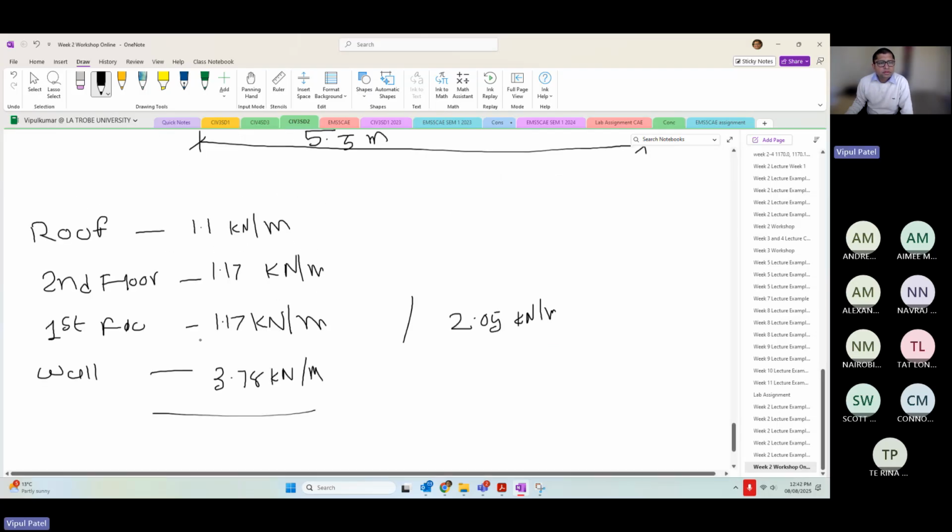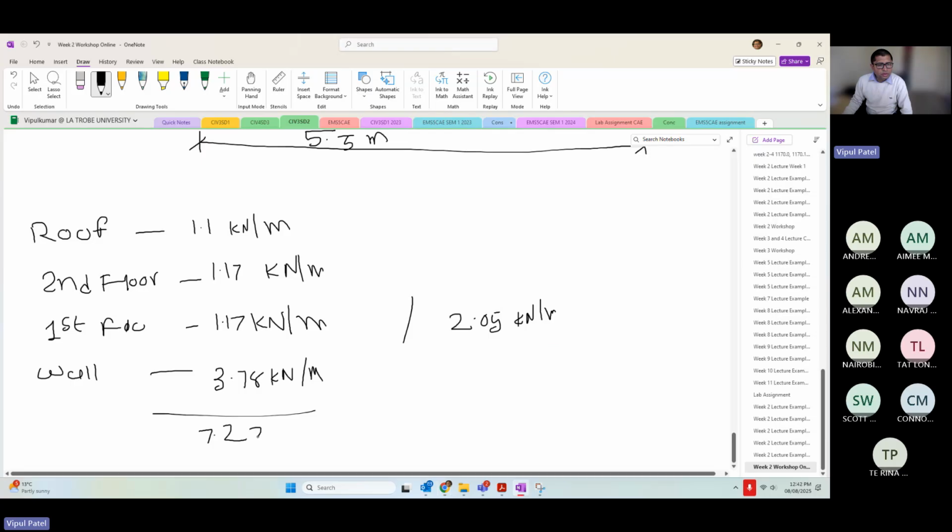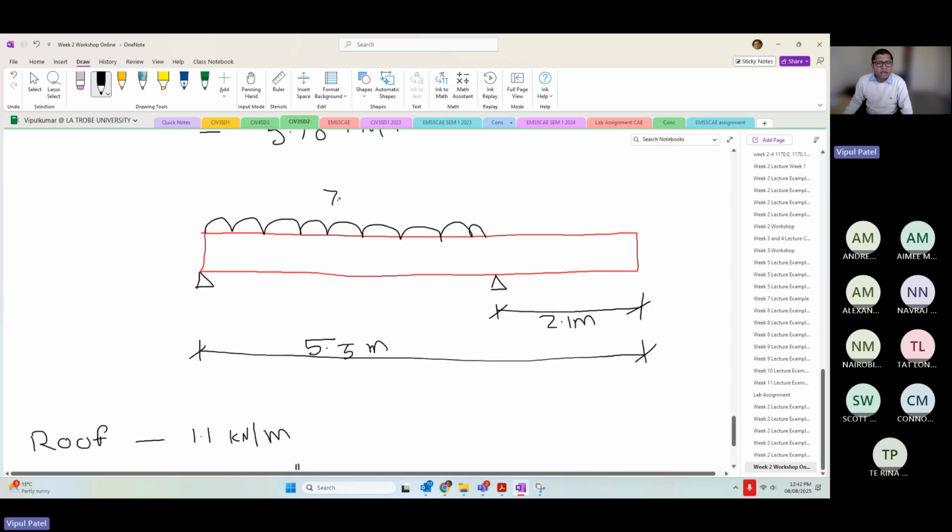So if I add them up, 1.1 plus 1.17 plus 1.17 plus 3.78, you get about 7.2. Let me check my solution. So if you add 1.1, 1.17, 1.173, you get 7.22 kilonewton per meter. That's the load that's coming on to the beam in the indoor area, 7.22 kilonewton per meter.